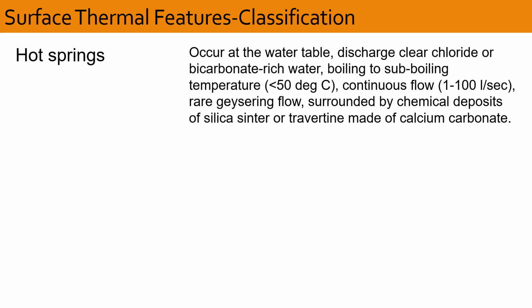Geysers are a rare type of hot spring that discharge discontinuously, fountaining boiling hot water and steam. Hot springs are typically surrounded by chemical deposits made of silica sinter or travertine. The former is primarily composed of amorphous silica, whereas the latter is made of calcium carbonate. These products are the geological fingerprints of superficial hydrothermal activity.